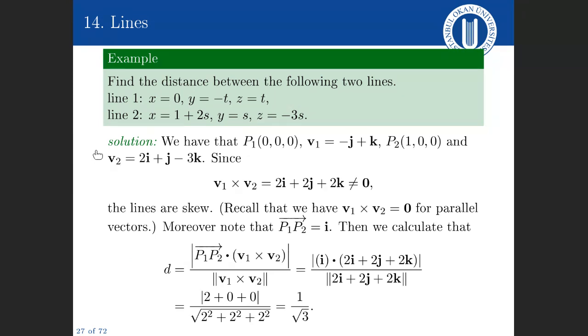For example, find the distance between the following two lines. First, we need to read off the information that we need. Let's do line 1 first of all. We need a point on this line, and we need a vector which is parallel to this line. For the point, we use the first numbers, which in this case are 0, 0, 0. For the vector, we use the numbers next to t. So 0, minus 1, and 1, that is 0i minus j plus k.